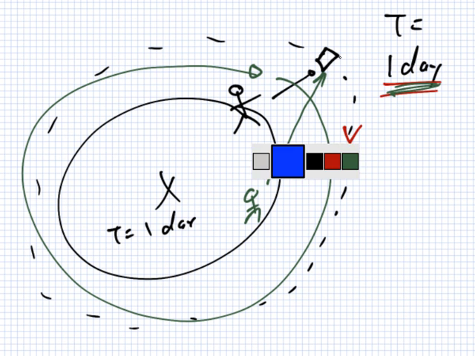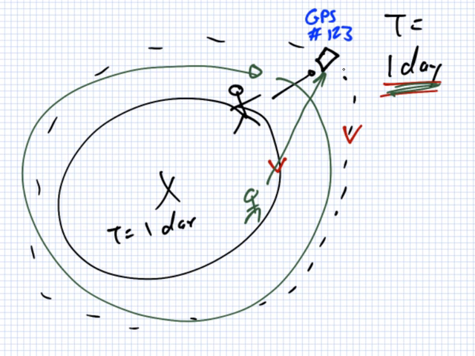So for example, this could be GPS number 123, and let's imagine it's always over Ireland. And then there's another one here, which is maybe always over the UK. So if you're here, and your GPS connects and sees this, and connects and sees this, by using a bit of trigonometry, it can work out where you are. The GPS system uses trigonometry, and the location of these satellites is broadcast. They're fixed in the sky.